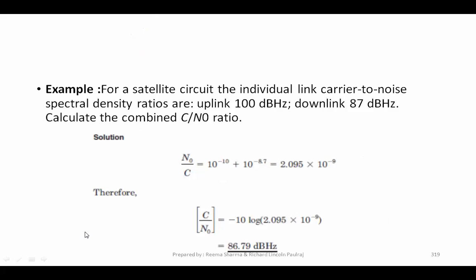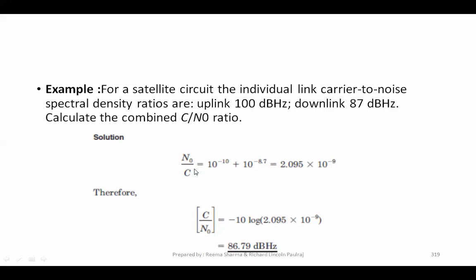Now we'll look at a problem and try to understand what we are exactly referring to. See a satellite circuit where the individual C by N naught values are: uplink about 100 dB hertz, and downlink 87 dB hertz. As I mentioned previously in my lectures, your uplink will need more capacity than the downlink. The power required for a signal to travel from the base station to your satellite is much higher than the power needed to transmit from the satellite to your base station.